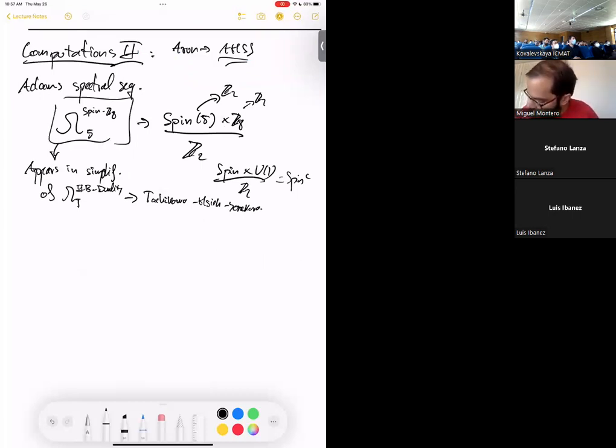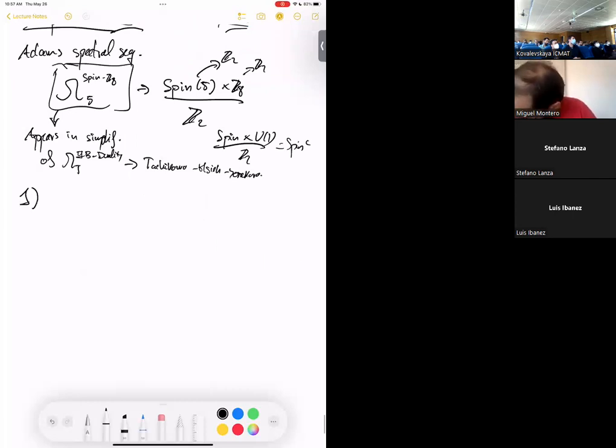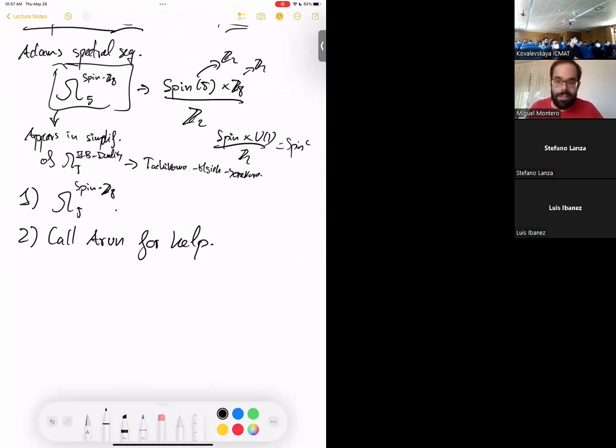So how do we compute this thing? Okay. Very good. I'm going to tell you exactly how I solve an Adams spectral sequence problem, okay? I basically have two steps. Step number one, write down the cobordism group one wants to compute with the spectral sequence. Step number two, realize you actually don't know the Adams spectral sequence, so you call Arun for help. So I'm going to do just that. Arun, can you please help? There we go. And this is how you do it. It's really easy.